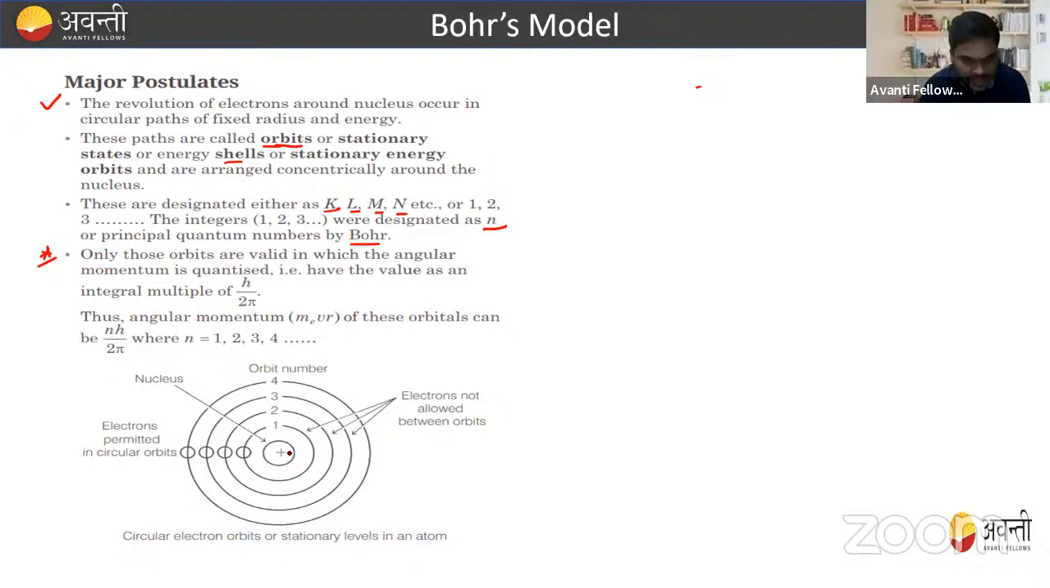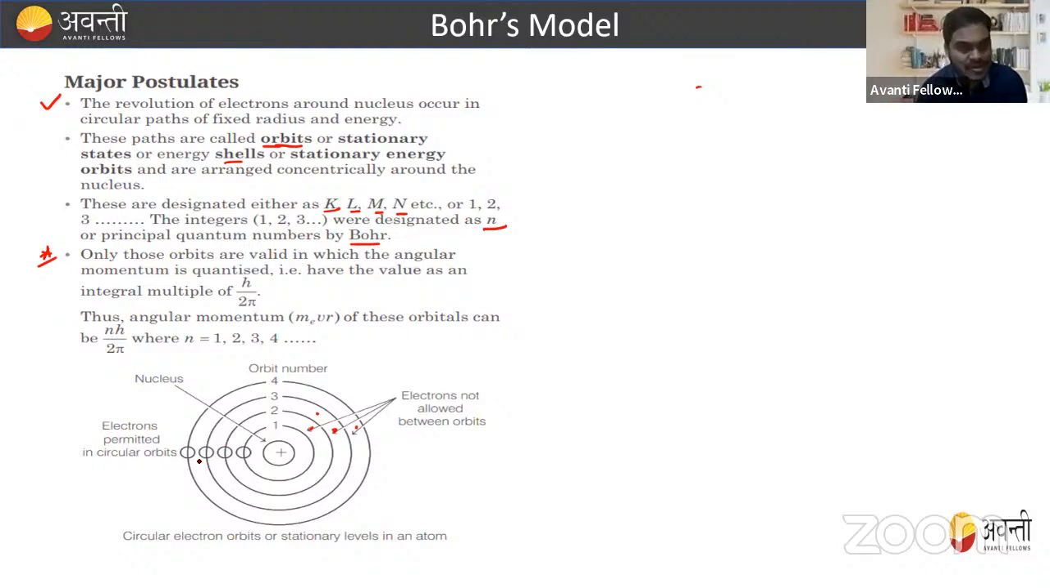So this represents our nucleus. This is the first shell or K shell. This is the second shell, third shell, and the fourth shell. In these shells, like first, second, and third, electrons are not allowed between the orbits, right? As you can see, electrons are present only on the circular orbit. It means between this point, this point, this point, electrons are not allowed between the orbits.